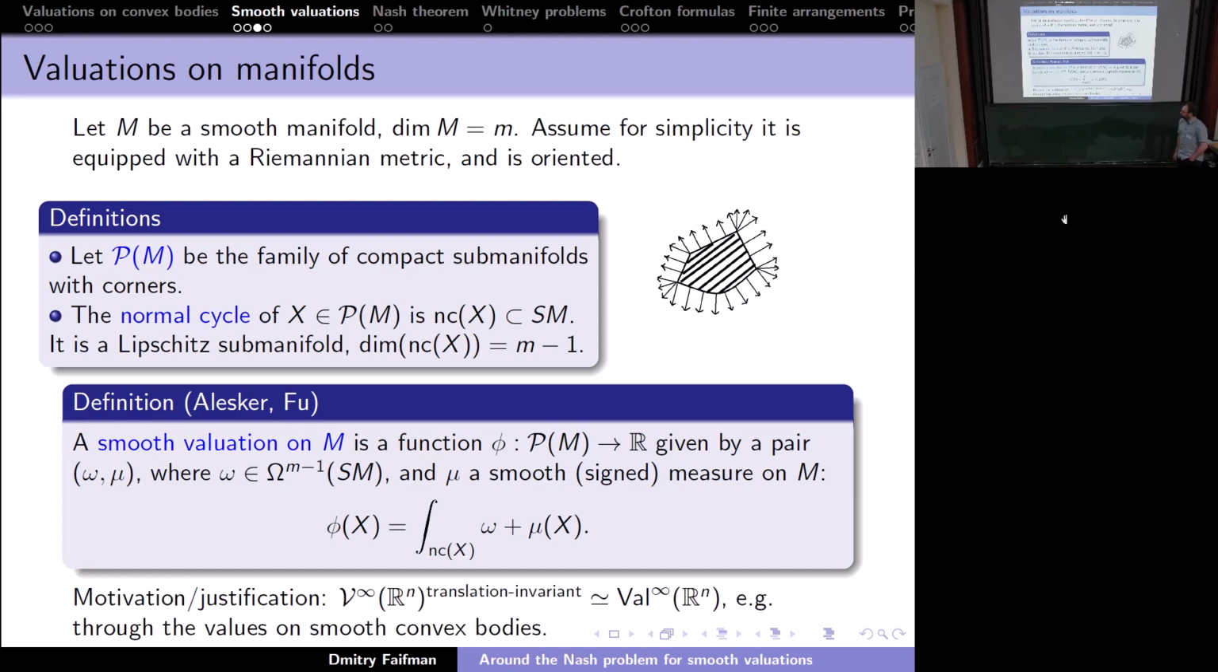One justification for those definitions is that if you look at the manifold which is a linear space, and then you look at all the translation-invariant elements there, this is in a natural isomorphism to the space of smooth valuations that was introduced earlier. So that really is an extension of the notion of valuation. Okay.